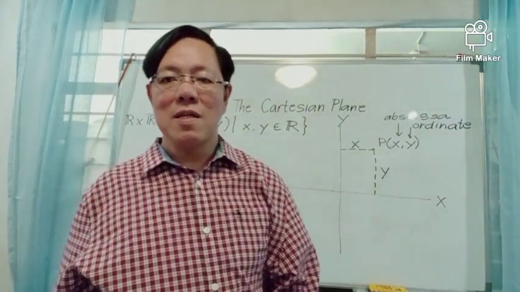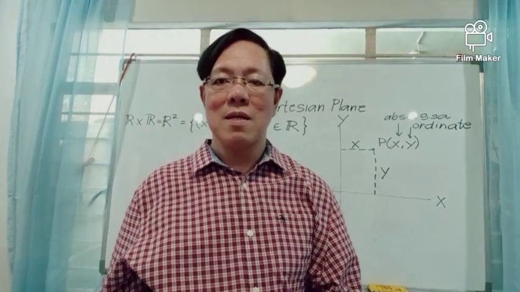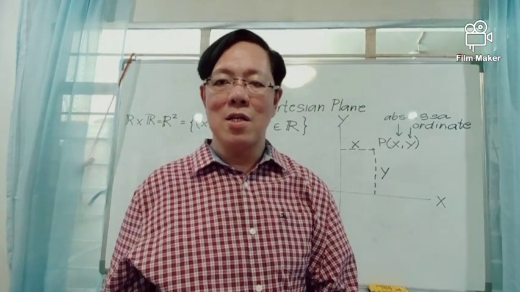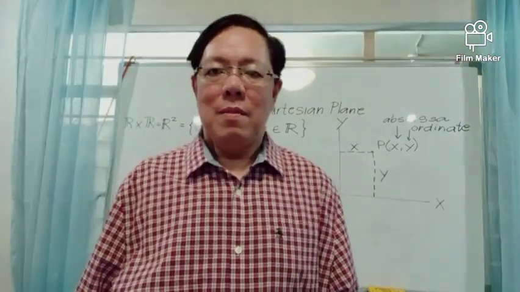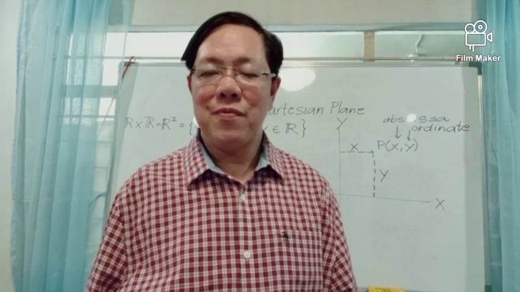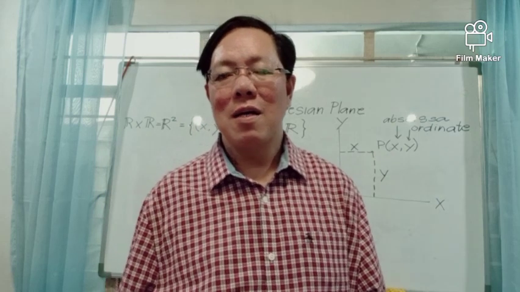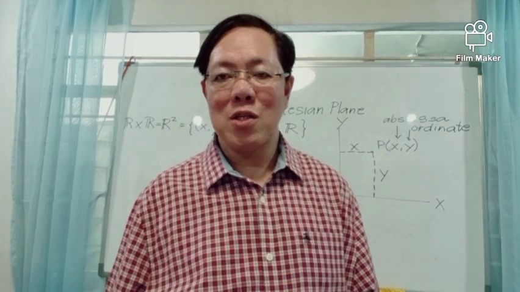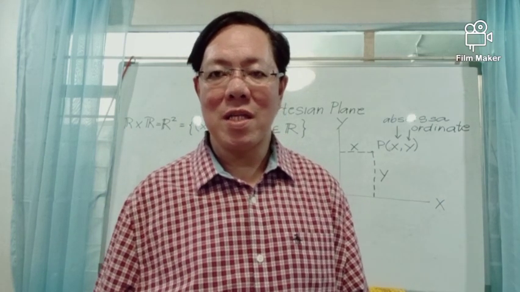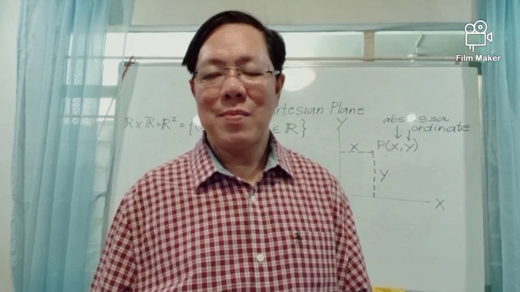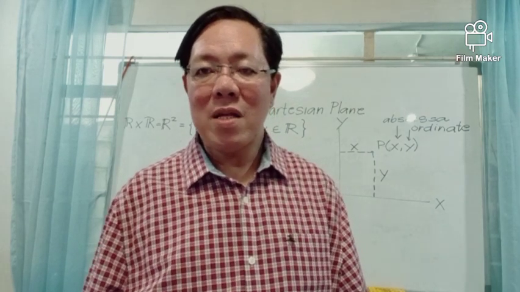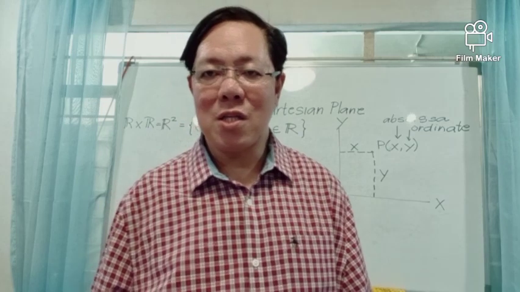Next, we will take the distance between 2 points on the Cartesian plane. Before we derive the formula for getting the distance between any 2 points in the coordinate system or Cartesian plane or rectangular coordinate system, let me give you some other properties of the Cartesian plane.